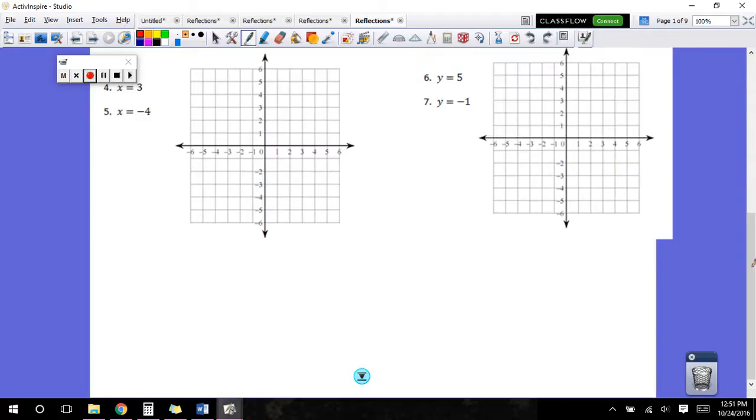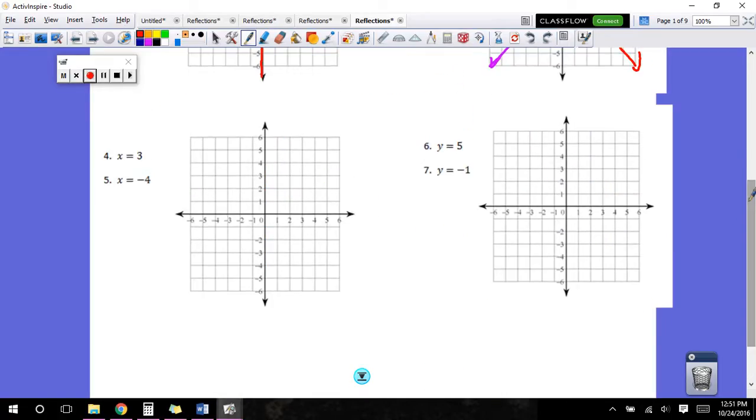Okay, so let's try these here. X equals 3 and x equals 4. Where is x equals 3 on your graph? Okay, Grant says it's right here. Do you agree with him? We want the line where x equals 3. So what does that line look like? Is it going to be vertical or horizontal?